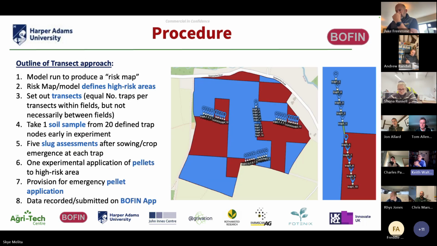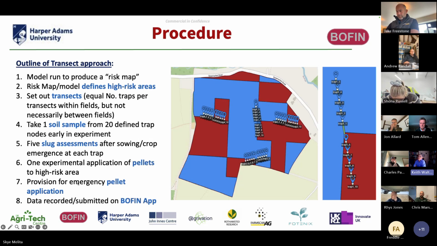Once we've got those soil samples, we need 5 slug assessments at approximately weekly intervals. The slug assessments are very easy. As before, you just go to the trap, you pick up each trap, you count the number of slugs that are either on the undersurface of the trap or are on the soil under the trap. You record that in the Boffin app, which you've heard about, and more will be said about that by Sky later, and then you just replace the trap where you found it. Job done for that one, onto the next trap.